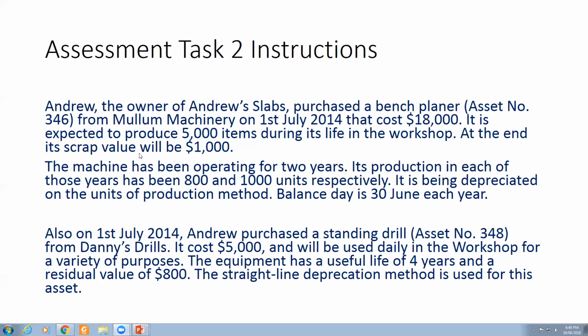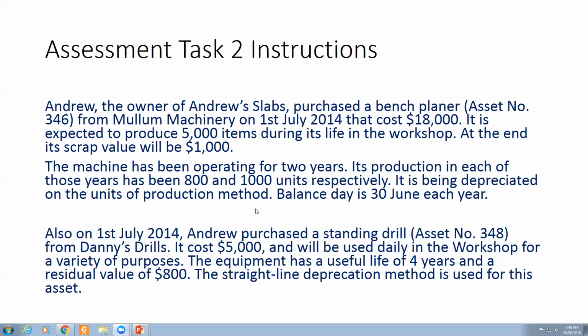It is expected to produce 5,000 items during its life. So they're expecting that it will give 5,000 items over its lifetime. At the end, its scrap value will be $1,000. So what is the scrap value again? Scrap value means he purchased the asset for $18,000, and after using it, if we add the depreciation and everything, after some years the value would be only $1,000 after its useful life. He can sell this asset for $1,000.